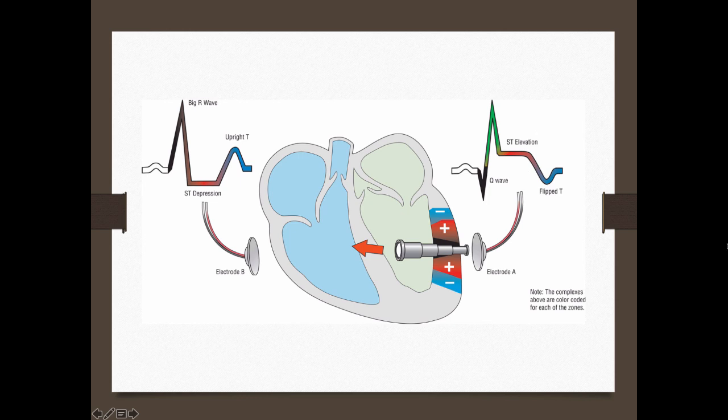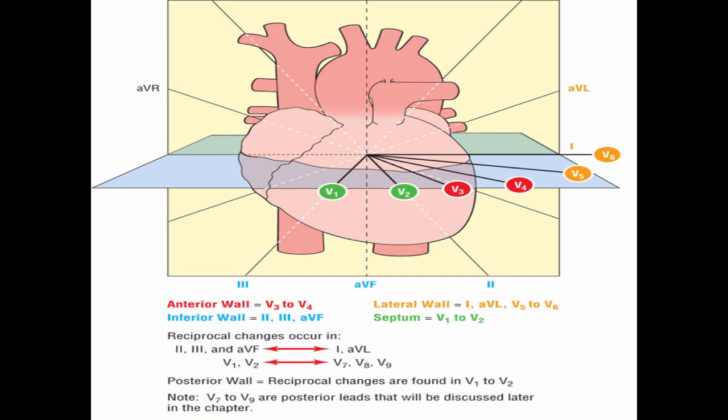So I've got elevation in one area, I've got depression in another area, and those are what we're going to call reciprocal changes. But reciprocal changes don't happen just anywhere, right? Maybe I'm looking at V3, and we're going to have a reciprocal change in lead 2? Nope. So where our reciprocal changes are going to happen: leads 2, 3, and AVF. So I've got 2, 3, and AVF down here, and 1 and AVL up here. So they're kind of opposite each other. So we're going to see reciprocal changes in those.